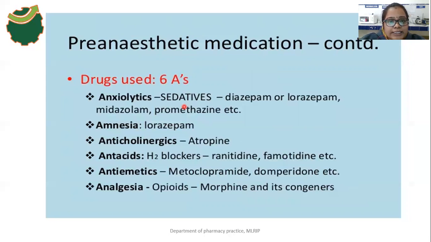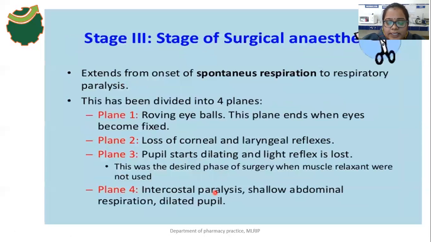These are the 6 A's of pre-anesthetic medication: anxiolytics, amnesia, anticholinergics. An anticholinergic example is atropine, and antacid examples are H2 blockers, that is ranitidine and famotidine. Antiemetic examples are metoclopramide and domperidone. An analgesic example is opioids, for example morphine and its conjugates.